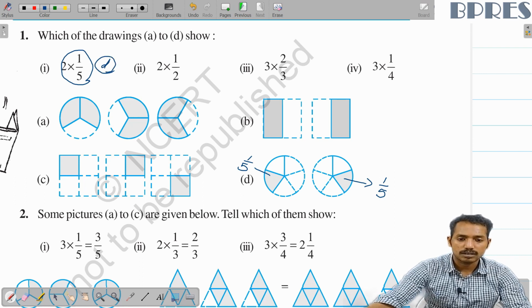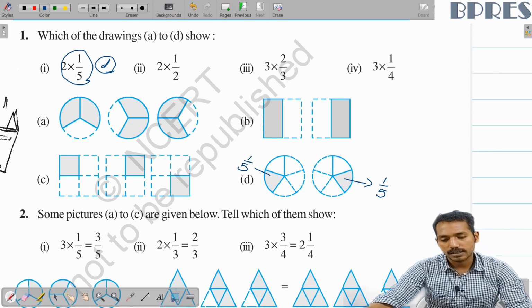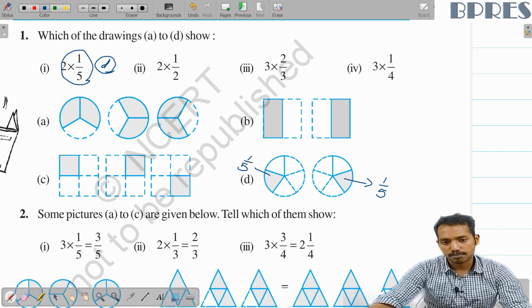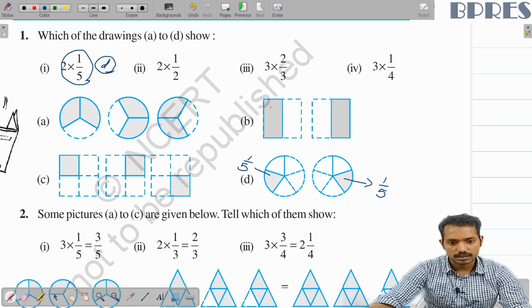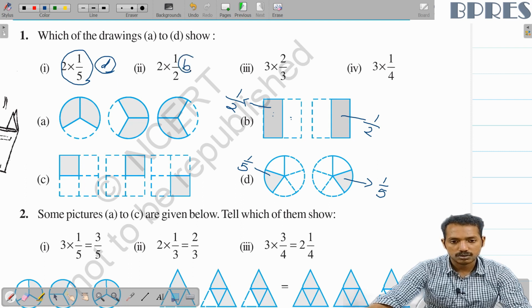Now for the second one, see 2 into 1 by 2. In case of 2 into 1 by 2, see 2 times 1 by 2. This is the figure. See this rectangle, this shaded rectangle represents 1 out of these 2. So we will get 1 by 2. Here also 1 out of these 2. So 1 by 2. So 2 times 1 by 2. So for the second option, figure B is the suitable one.